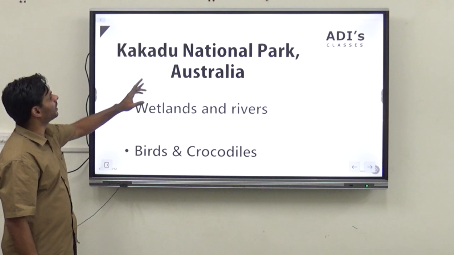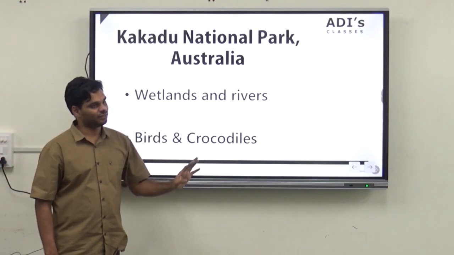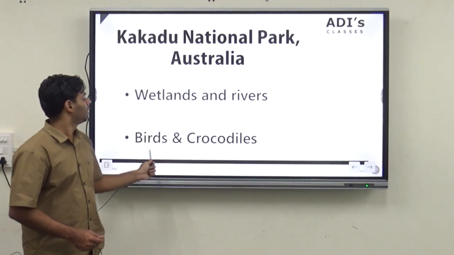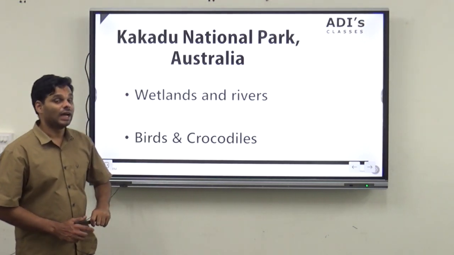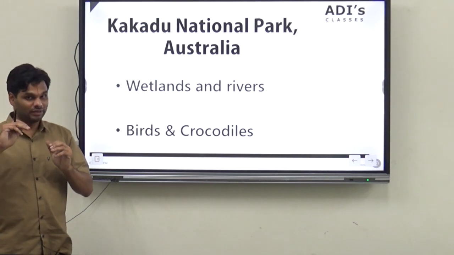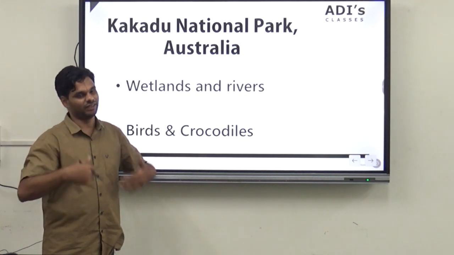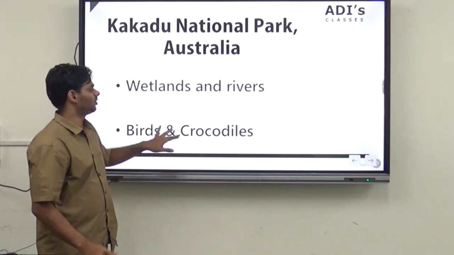Then we have the Kakadu National Park in Australia. Like I said, we have beautiful wetlands and rivers there, and it is famous for crocodiles. Australia is another region in the world that is biodiverse, where they managed to kill quite a few of the species when they were driving out the natives.